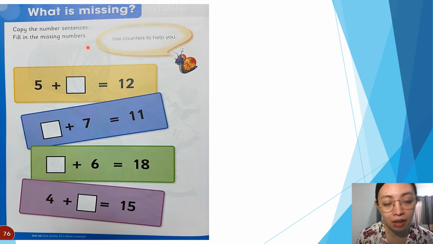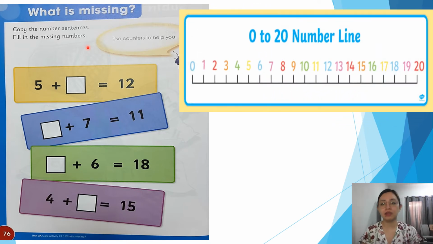So use counters to help you, or this time, instead of using counters, we will use another number line. So what are you going to do to find out? For the first one, 5 plus blank is equal to 12. How will you know what the second number is in order to get the sum of 12? For this one, the symbol is plus. But in order to get the missing number in this addition number sentence, we have to subtract, or minus. So we have to minus 5 from 12. So 12 minus 5.